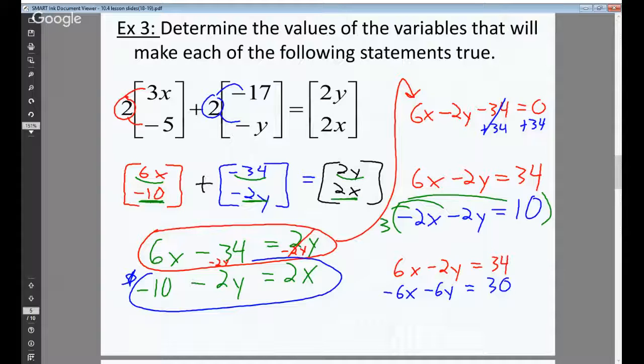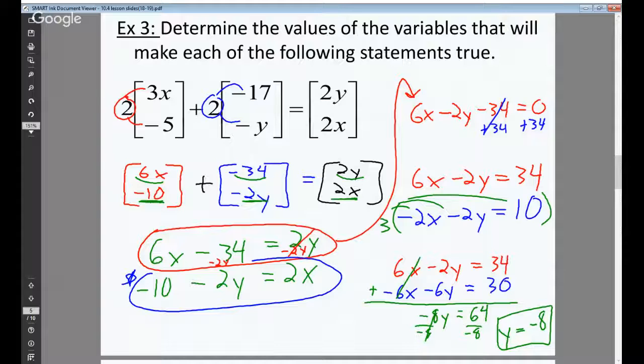So then from there, I can combine my like terms. The x's will cancel. My y's will combine to give me negative 8y. And 34 and 30 will combine to give me 64. Ooh, look, a perfectly good equation that I can solve for y. And I will end up getting that y is going to be equal to negative 8.